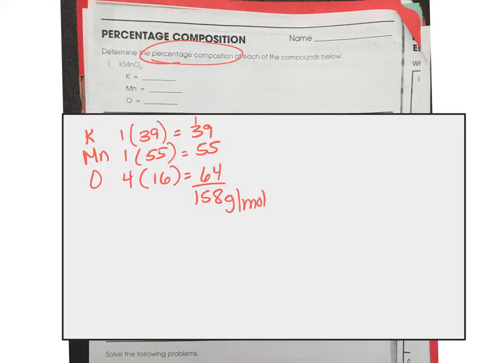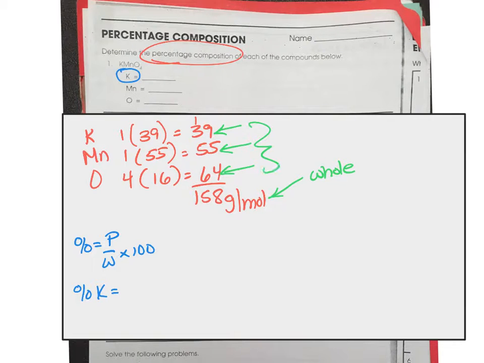Okay, to find the percent composition, we always want to start with writing our formula, part over whole times 100. And the part that we're looking for is going to be the percent of whatever that thing is. So we're going to look for the percent of potassium. So the percent of potassium is going to equal the part that is potassium. Now, these are the three parts, 1, 2, 3. They add up to the whole, which is down here. These are the parts. So the part that's potassium is going to be 39 over the whole thing, which was 158, times 100.